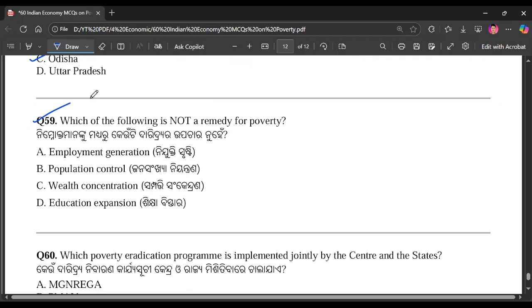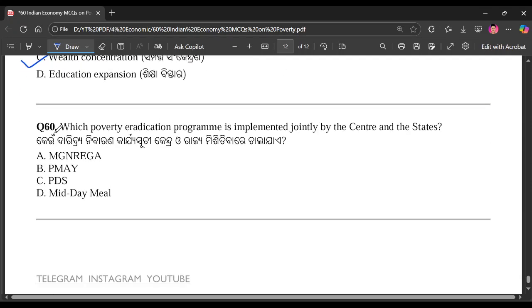Question number 59. Which of the following is not a remedy for poverty? Right answer is option number C. Question number 60. Which poverty eradication program is implemented jointly by the center and the state? Right answer is option number A.